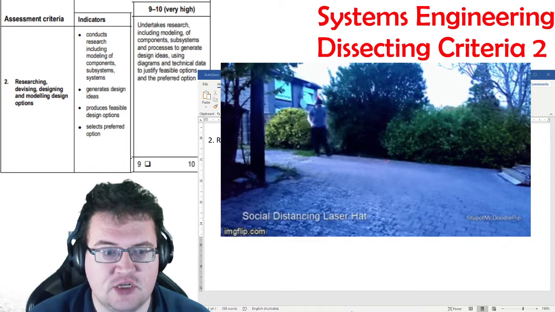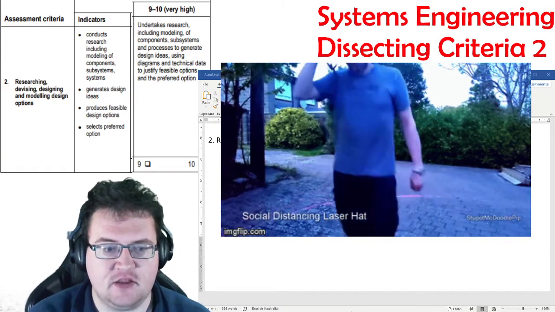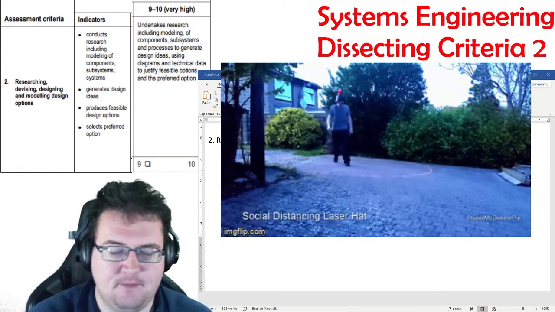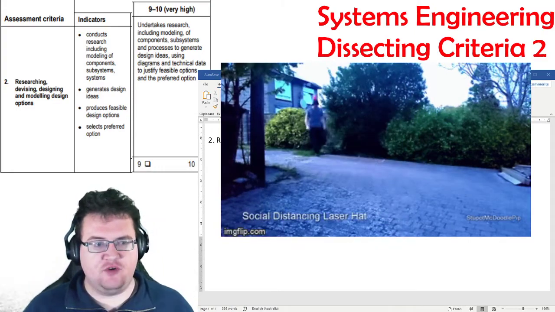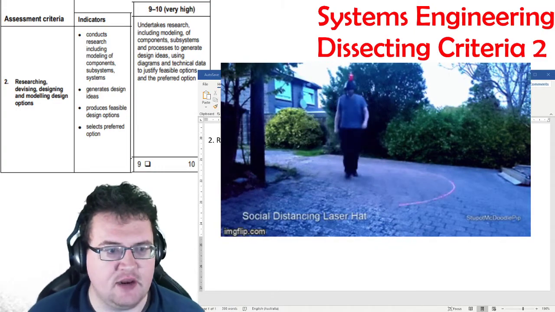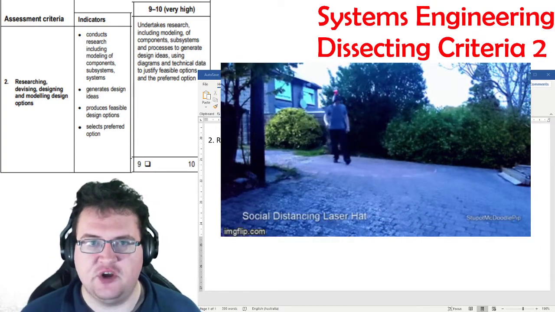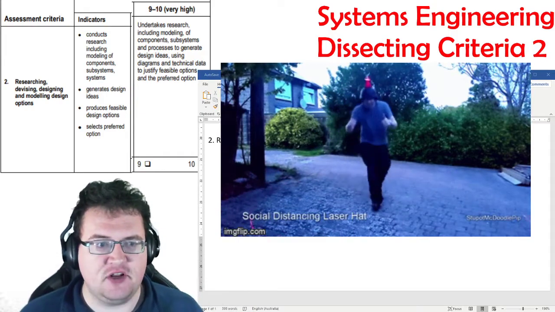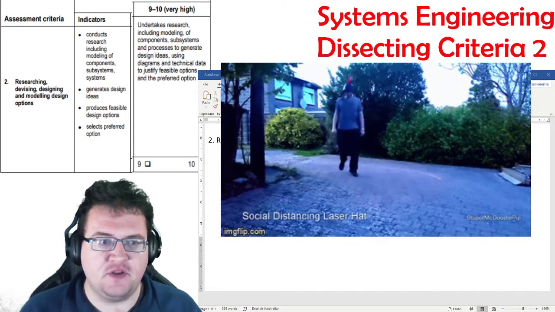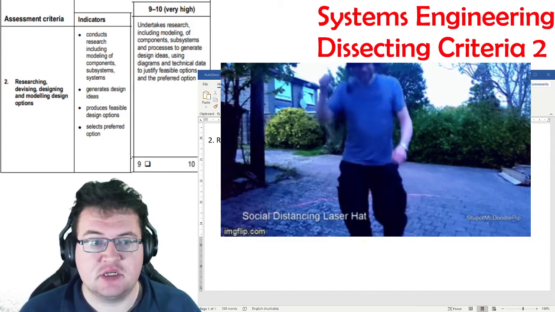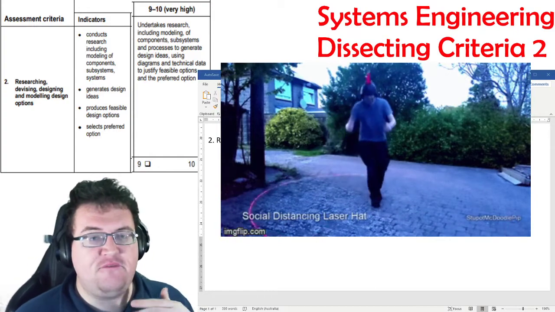And as you can see here, we're still talking about things in reference to this picture here, the social distancing laser hat. Alright, so above me we have the researching, devising, designing and modeling design options criteria. This is Criteria 2. The indicators of which are that we can see evidence of research, that you've tried to create models of components, subsystems and full systems. You've generated design ideas. You've done feasible design options.